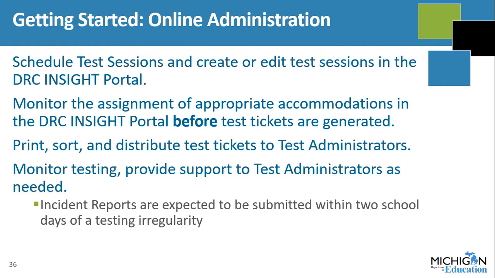Next, the appropriate accommodations must be assigned in the DRC INSIGHT Portal before test tickets are generated. Any embedded accommodation, that is an accommodation that is administered within the testing engine, must be assigned in the DRC INSIGHT Portal. For detailed directions on assigning accommodations in the DRC INSIGHT Portal, go to the DRC INSIGHT Portal user guide that is available on the DRC INSIGHT Portal website. Select the link in the second bullet, Documents and Training Materials, and then select Show Documents to search documents.